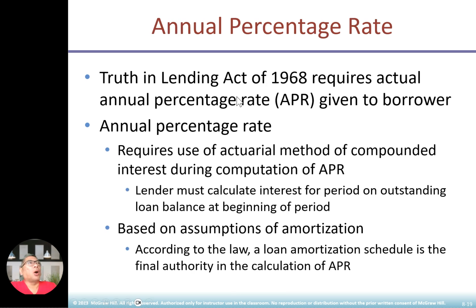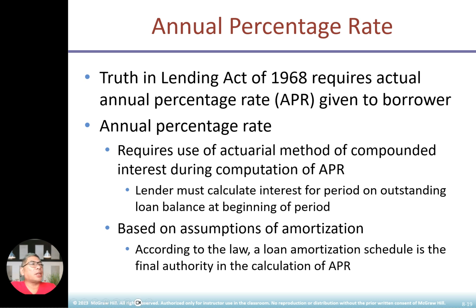Okay, in terms of annual percentage rate, the Truth in Lending Act of 1968 requires the actual percentage, APR, be given to the borrower, okay, to make sure the borrower knows what is the effective rate, the APR. Annual percentage rate is required to use the actuarial method, compounded interest, during the computation of APR. Lender must calculate interest for a period on outstanding loan balance at the beginning of the period.